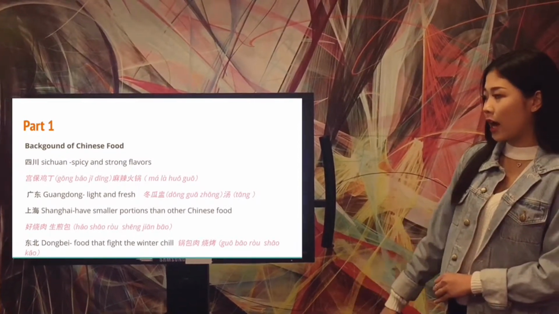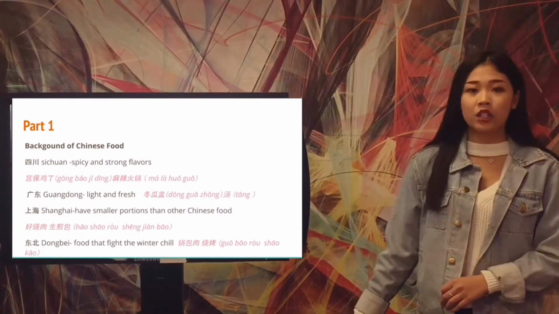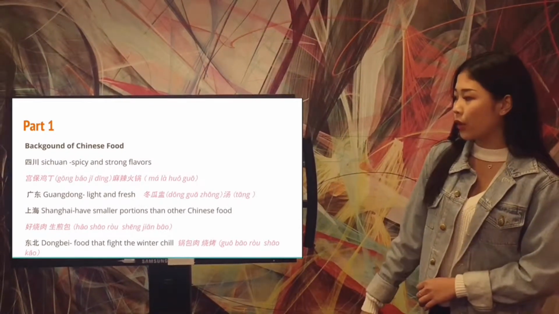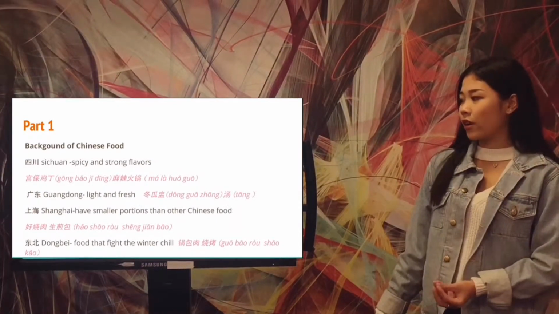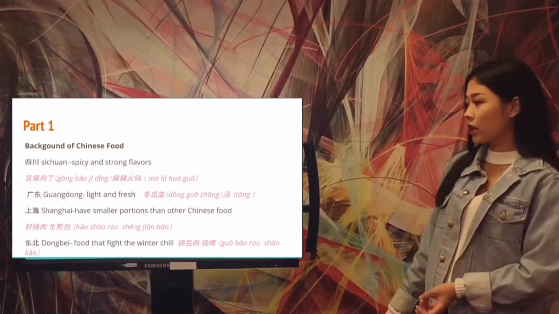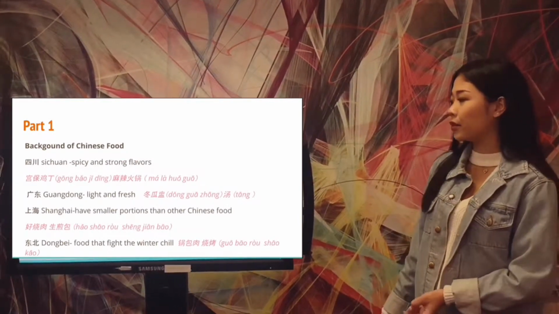Also, Shanghai food has smaller portions than other Chinese food. An example is Hong Shao Rou, which is marinated pork, and also buns such as Sheng Jian Bao.